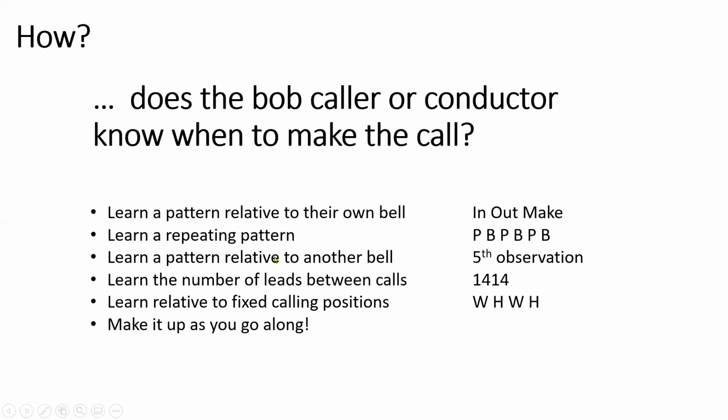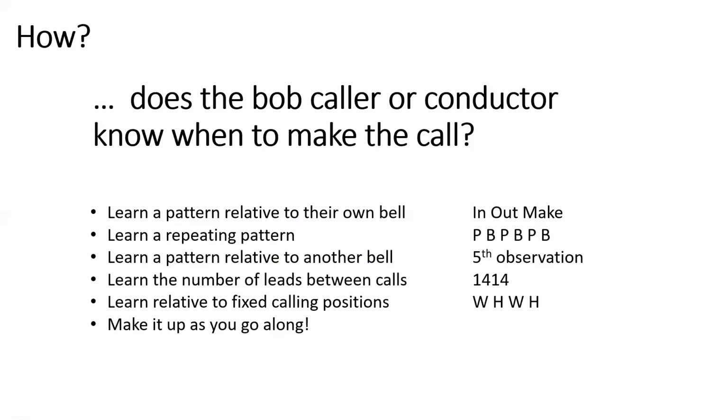Third way of doing it is to learn a pattern but relative to another bell. This is a degree more complicated than the first one because you have to watch someone else. The easiest thing to do potentially in bob doubles is to call one bell observation. So you look to see when one bell is making 4 blows behind. And you may, especially at first, translate that to what you're doing yourself. But calling the pattern relative to another bell is a third way of doing it.